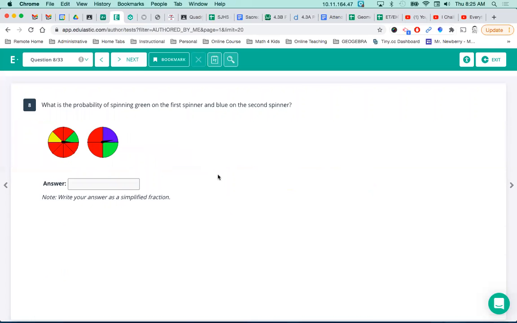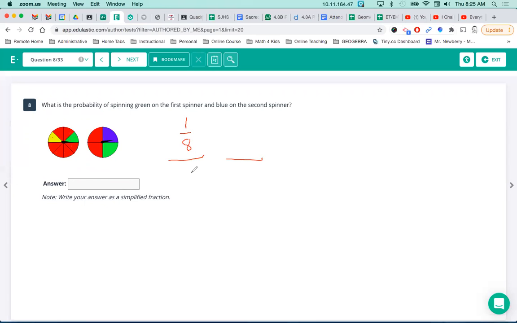Number 8 is one that I wanted to go over. Same idea here. It says, what's the probability of spinning green on the first spinner and blue on the second spinner? Well, on the first spinner, first of all, the spinners are different. They're divided into different numbers. So it looks like on the first spinner, there's 1, 2, 3, 4, 5, 6, 7, 8 sections, and green makes up one of the 8. So the probability of spinning green on the first spinner will be 1 out of 8.